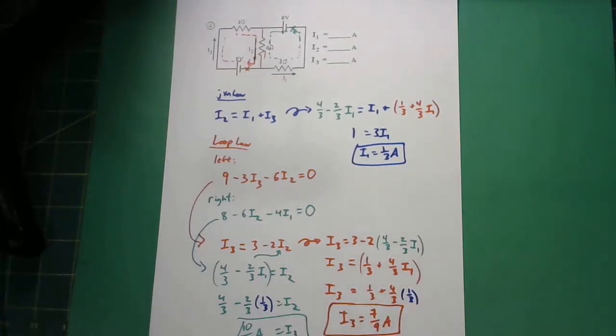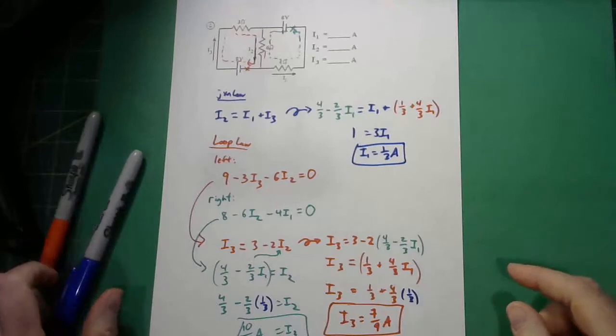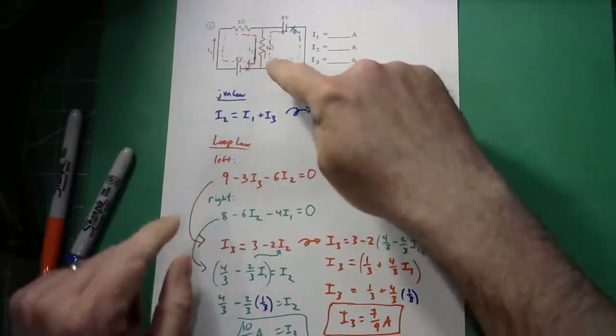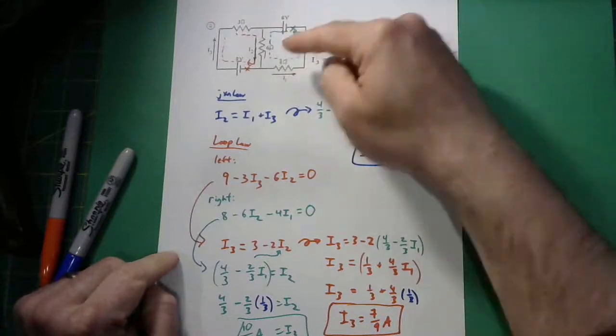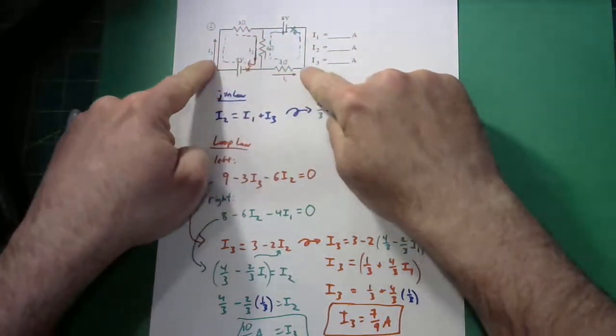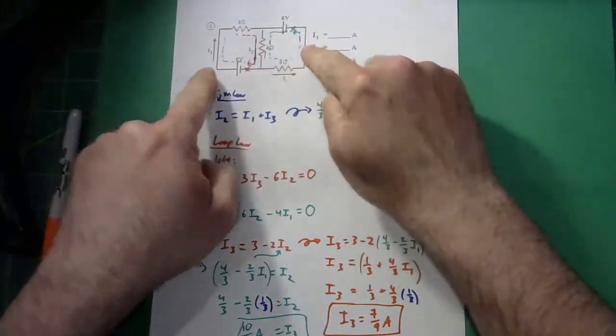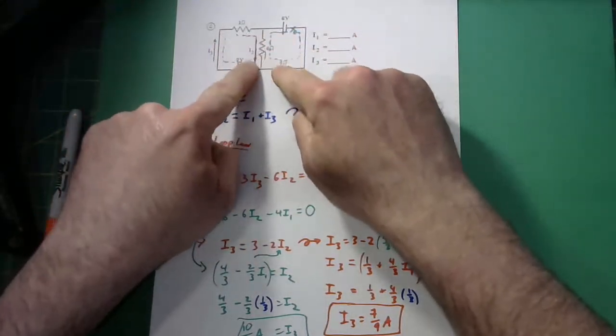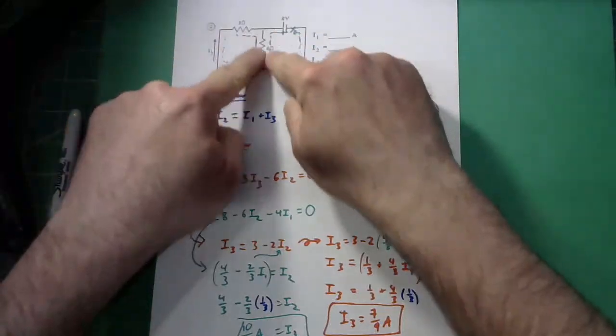Okay, so there's my three answers. I can double check that this makes sense. Notice that all of them came out to be positive. That means the directions are actually correct on the original diagram. The current flows down and then comes around like this. And that makes sense. Look, the big 9-volt pushing the current this way, the big 8-volt pushing current this way. So they're just going to push it around and around and around like this.